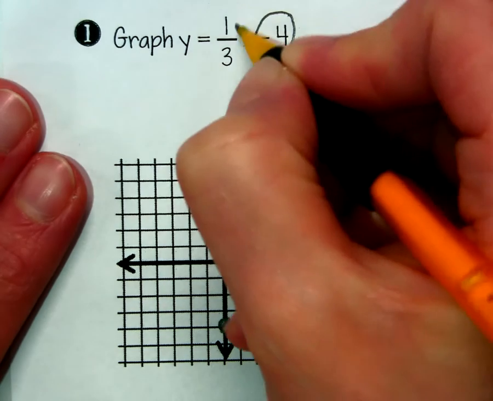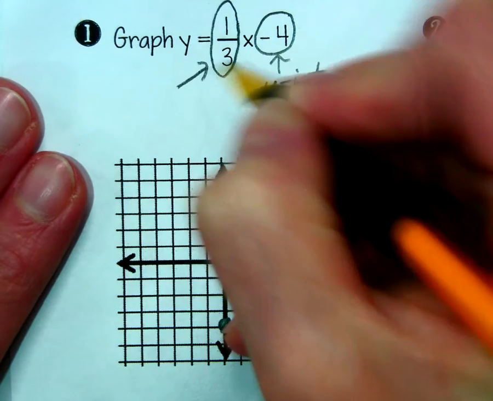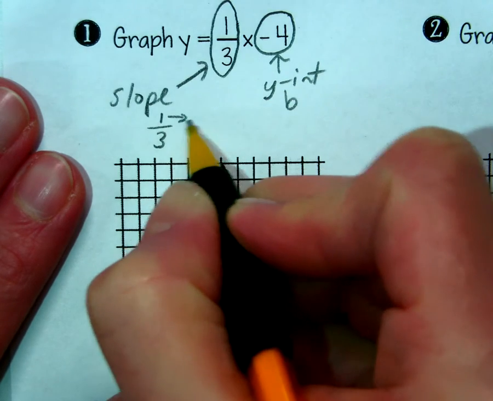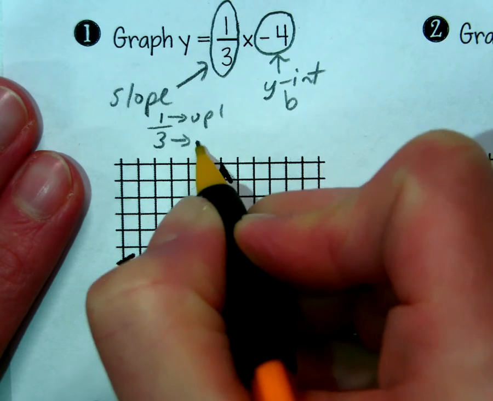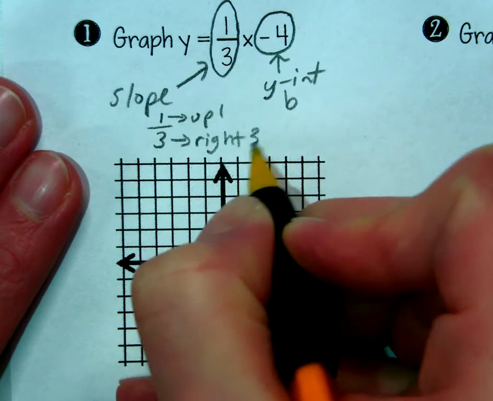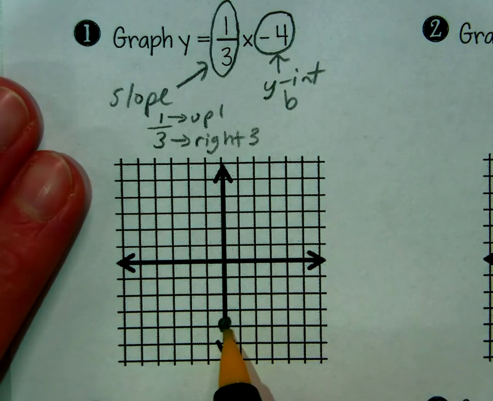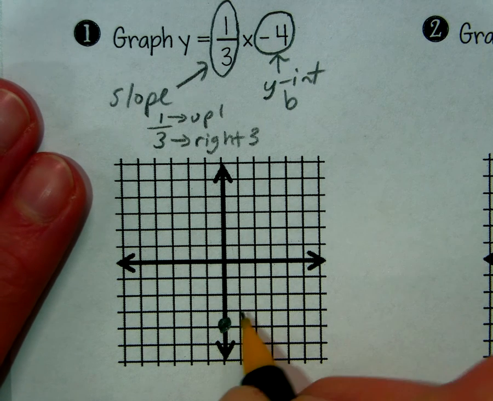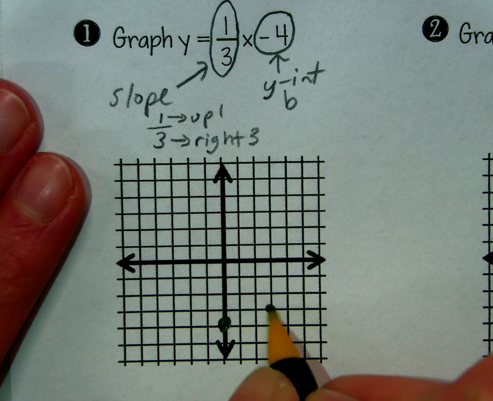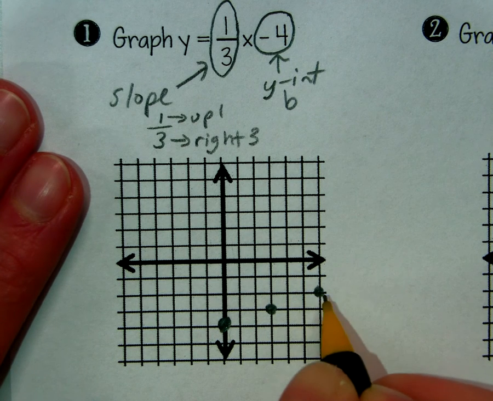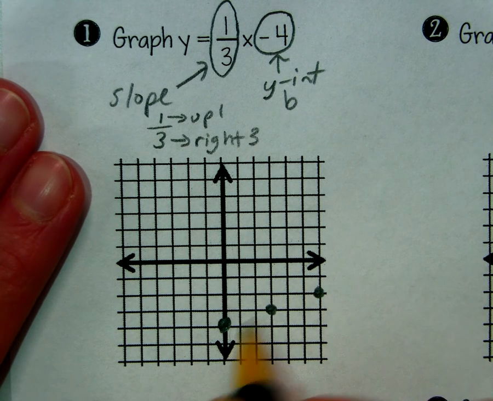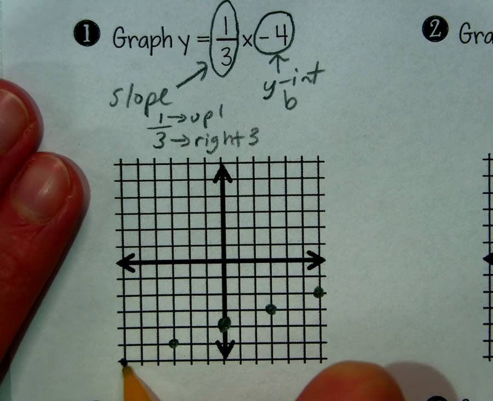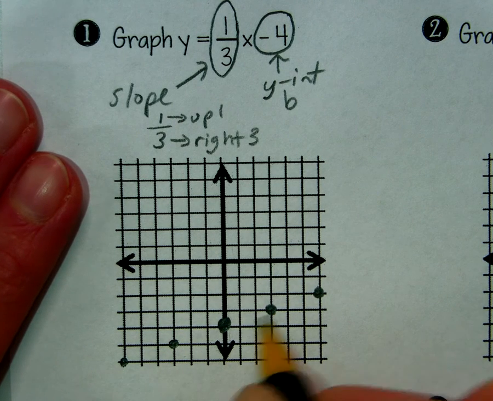Then we plot the slope. So my slope is 1/3. And so when we look at the 1 and the 3, the positive 1 means go up 1, and the 3 means go right 3. So we're starting from this point we already put on the paper down here at -4. And then we're going to go up 1 and right 3, up 1 and right 3 until we run out of graph. And we can also reverse it, go down 1, left 3, down 1, left 3. And this should make a straight line.